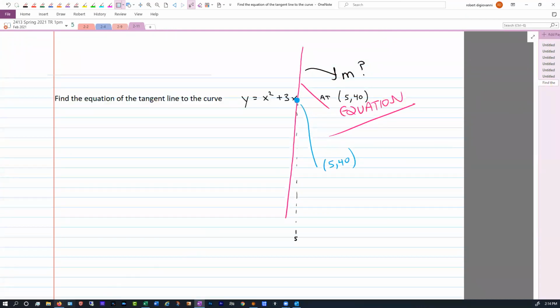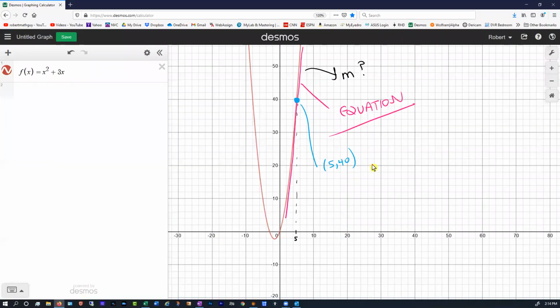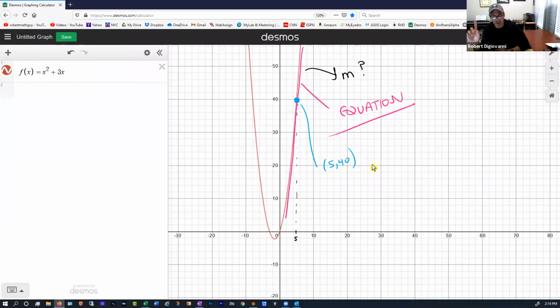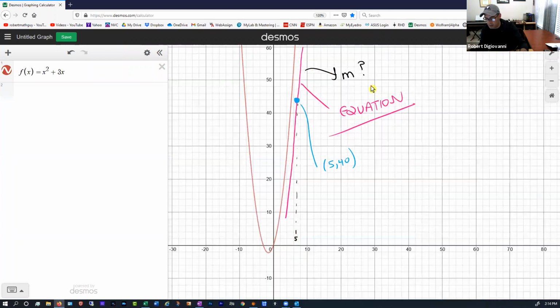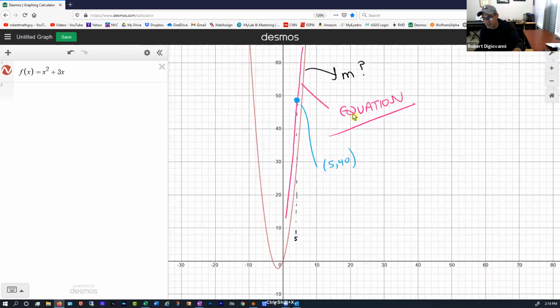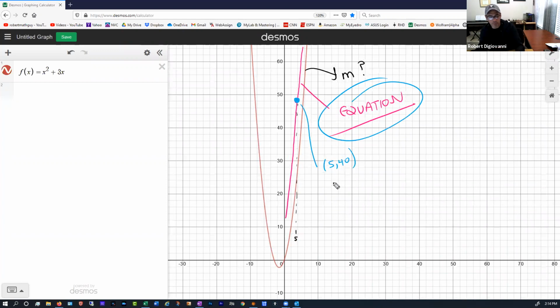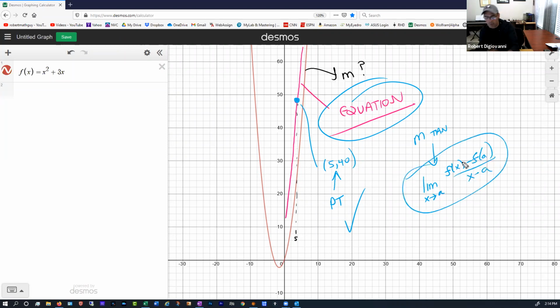So do we just plug in 5 for the equation? Well, we're going to do a couple things. First thing is to find the equation. To find the equation, we will need a point, which we have, check. The next thing we need is the slope of the tangent line. And for that, we will use the limit as x approaches a of f(x) minus f(a) over x minus a. We will use the formula we just came up with to get the slope of that line.